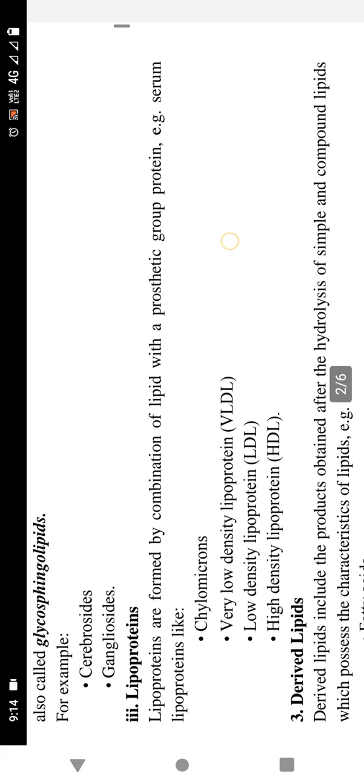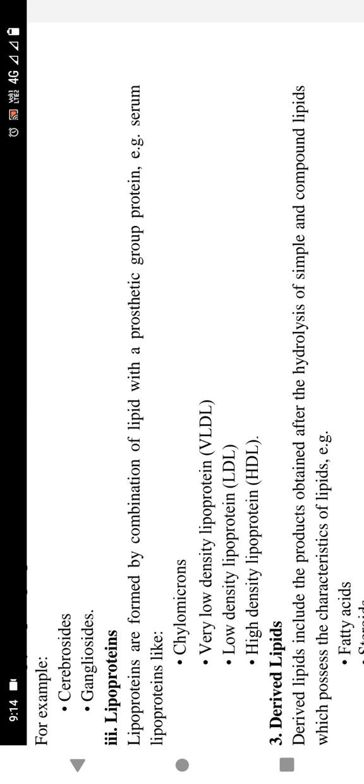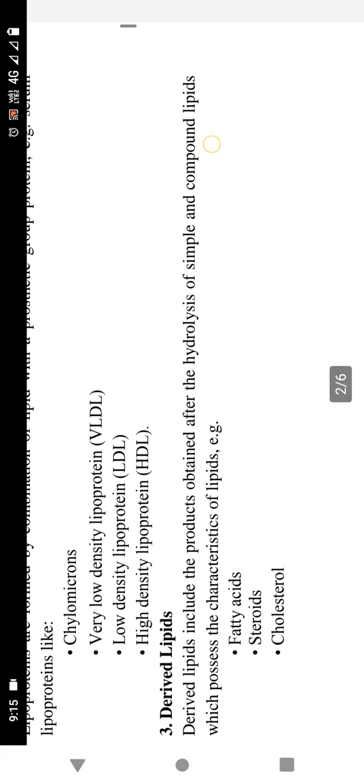Next, lipoproteins. Lipoproteins are formed by combination of lipid with a protein prosthetic group. The protein is soluble in water, but lipids are not soluble in water. So what is the purpose of lipoprotein? It is the carrier of lipids. The lipid and protein components combine and together transfer the lipid molecules to the liver and other extrahepatic tissues. The types of lipoproteins are chylomicron, very low density lipoprotein, and high density lipoprotein.